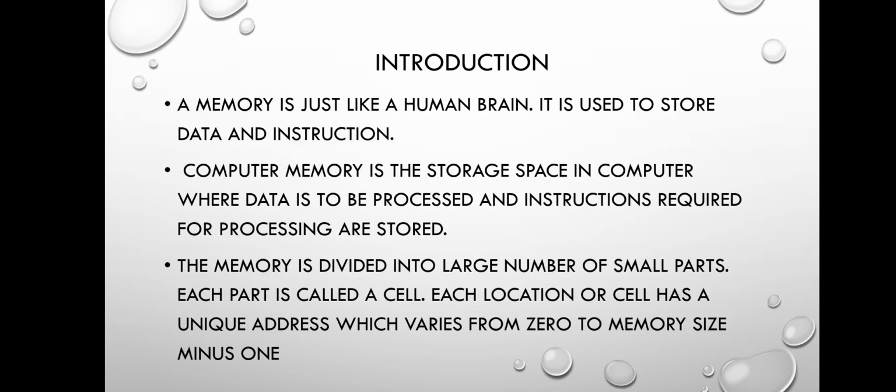Introduction. A memory is just like a human brain. It is used to store data and instructions. Computer memory is the storage space in the computer where data to be processed and instructions required for processing are stored. The memory is divided into a large number of small parts. Each part is called a cell. Each location or cell has a unique address which varies from 0 to memory size minus 1.